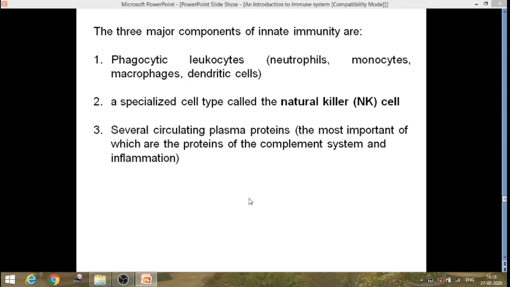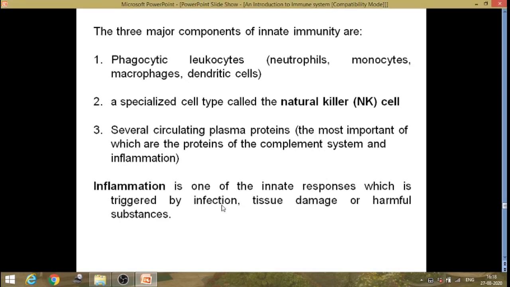Then we have the process of inflammation. Inflammation is one of the innate immune responses only, which is triggered by infection, tissue damage, or harmful substances.